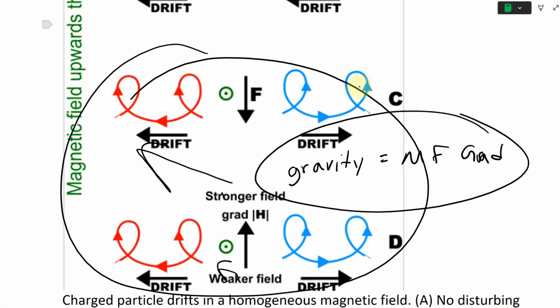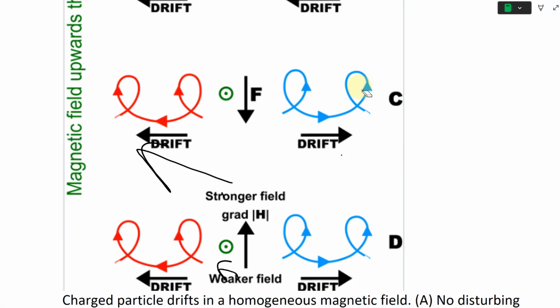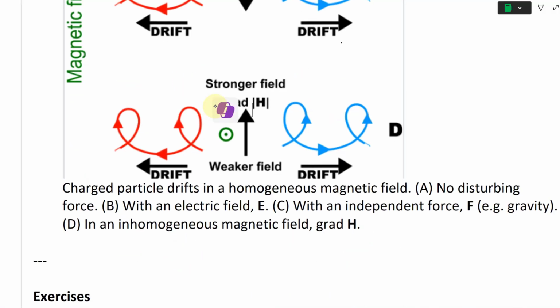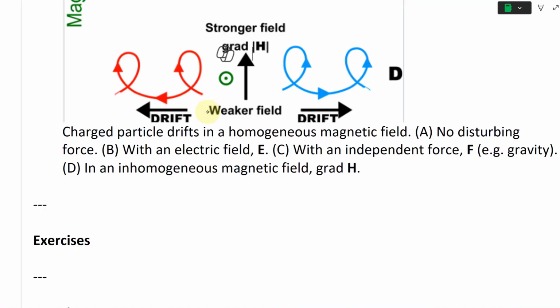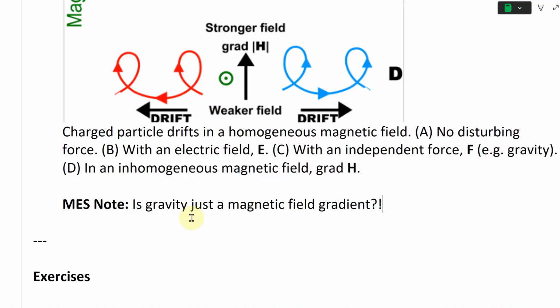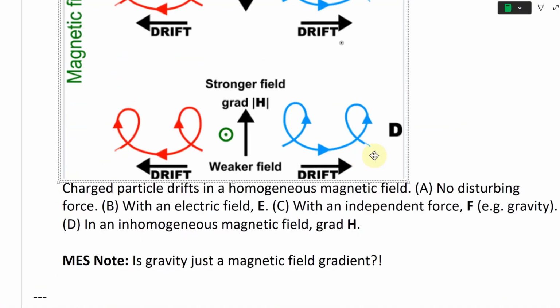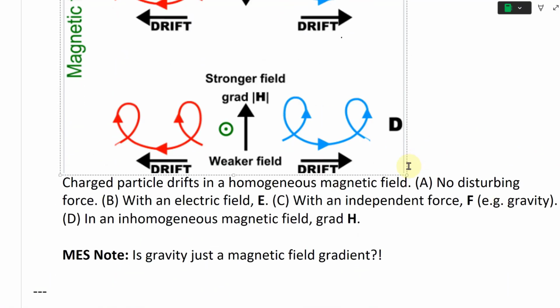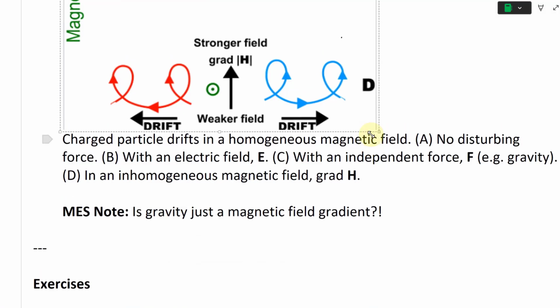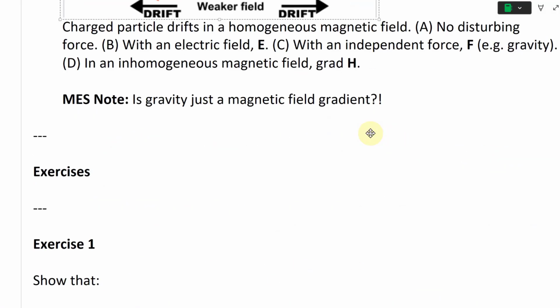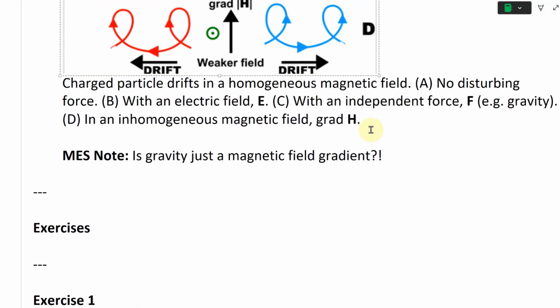It's pretty interesting. It looks exactly the same setup for the charged particles. Fascinating stuff, and something to think about. Here's my note: is gravity just a magnetic field gradient? I know I'm just observing it quickly, but I think it's something more than that. I definitely think they're connected in ways we're not being told. Anyways, it's epic stuff.